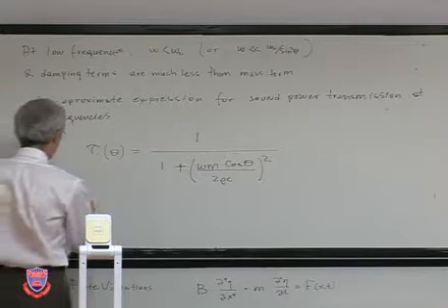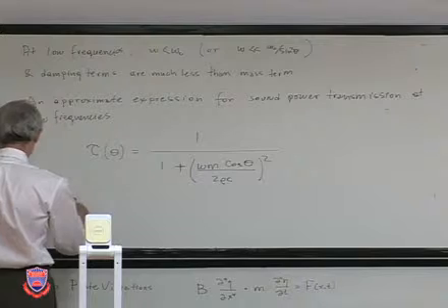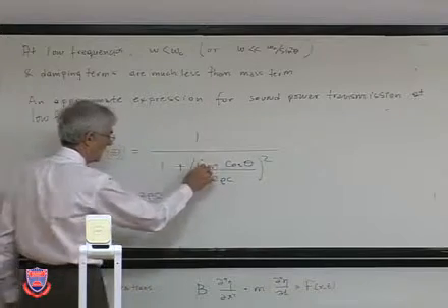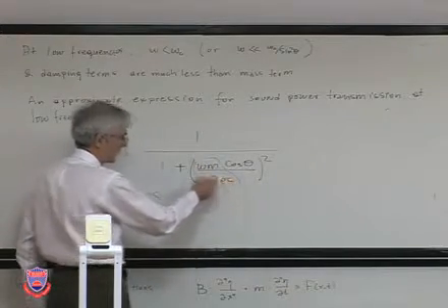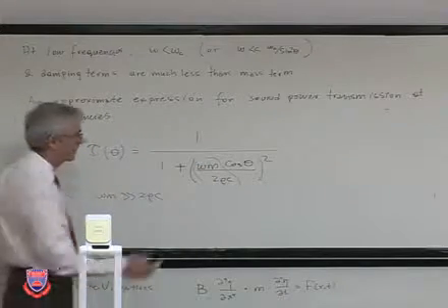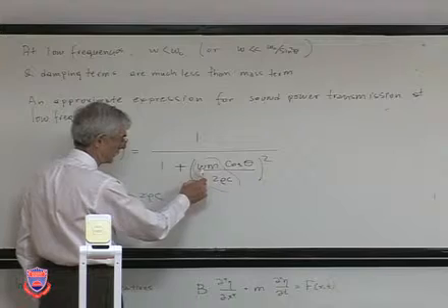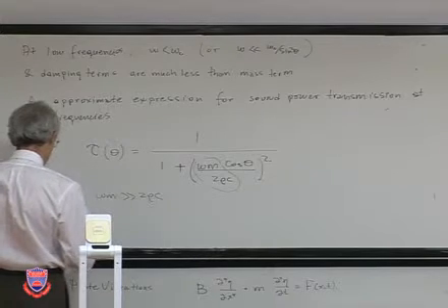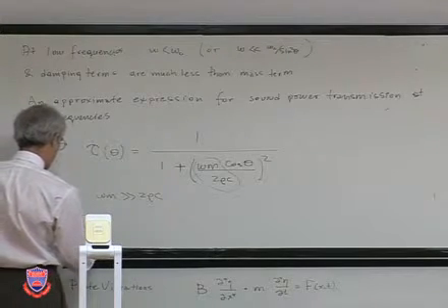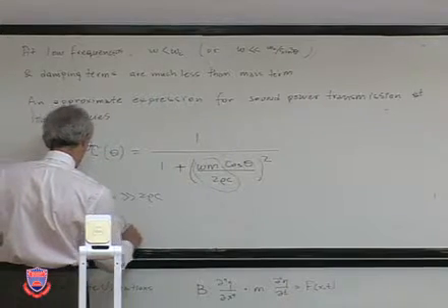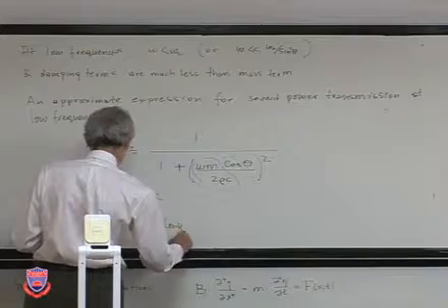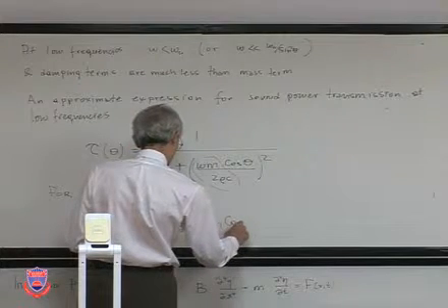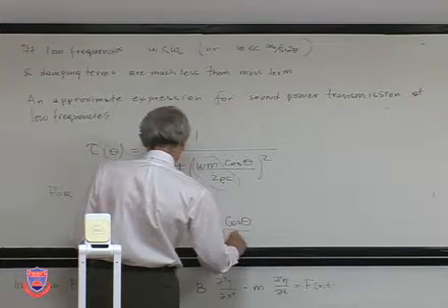Now, for omega m much larger than 2 rho c, well, rho c, for example, if this is some sort of a solid material, but sufficiently high frequency, but in the low frequency range, and if this number is larger than rho c, then we can write the transmission loss expression as 20 log, in decibels.